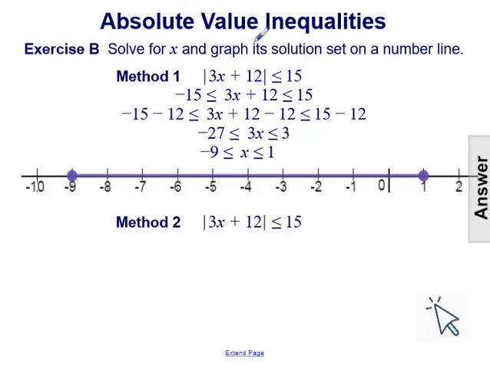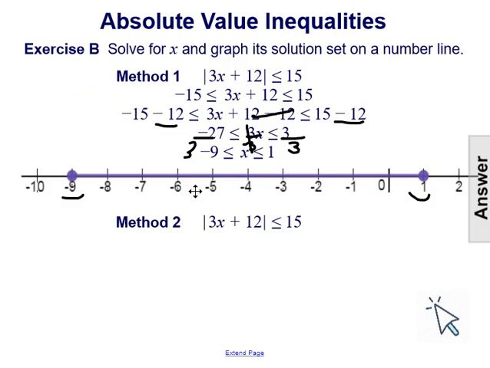equal to 3x plus 12, which is less than or equal to 15. We'll subtract 12 from all three sides, which leaves us with negative 27 is less than or equal to 3x, which is less than or equal to 3. We'll divide all three sides by 3, undoing the multiplying by 3, which leaves us with negative 9 is less than or equal to x, which is less than or equal to 1. So we're marking negative 9 with a closed circle, 1 with a closed circle, and we have everything in between. Now that's the first method, very similar to exercise A.